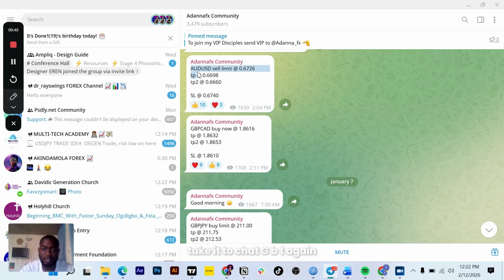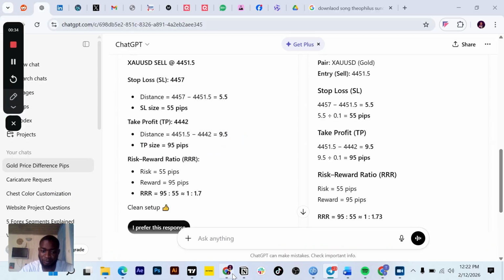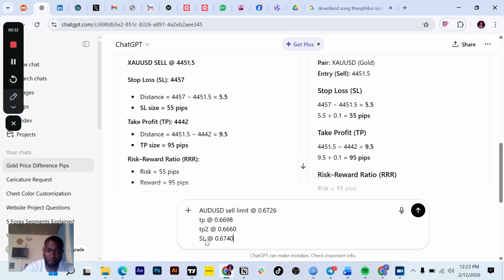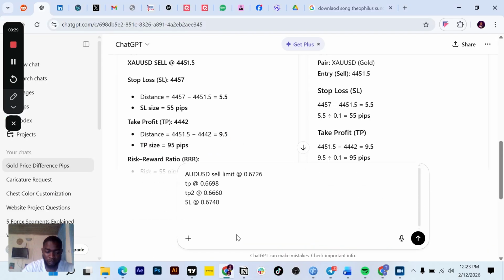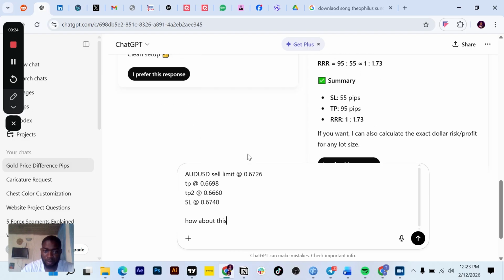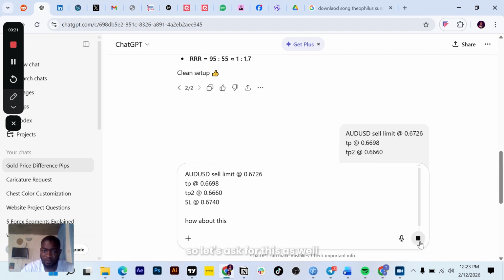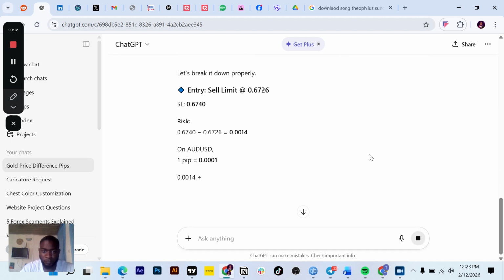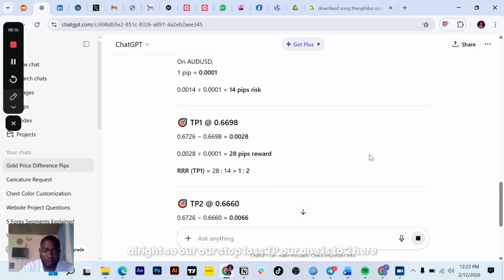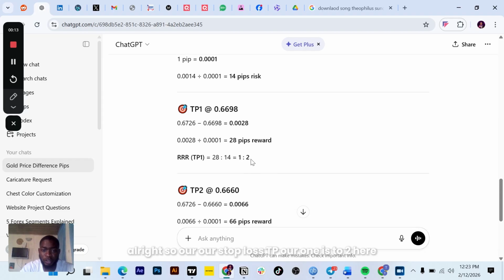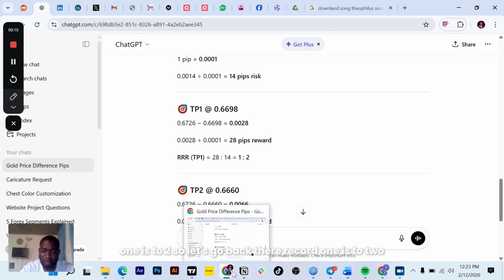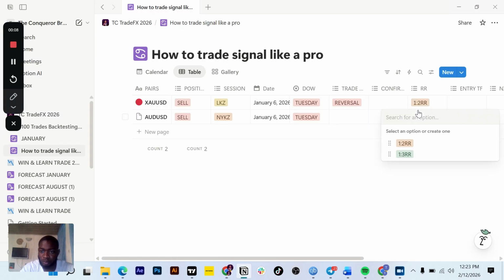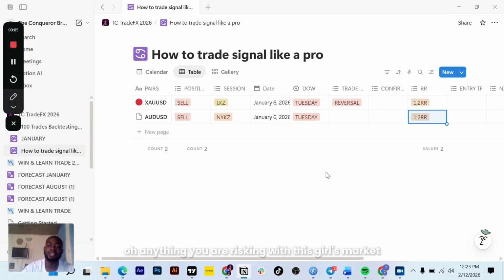Then you can copy everything, take it to ChatGPT again, and ask for the same thing that you asked for the other time. So let's ask for this as well. All right, so our stop loss and TP, we have 1:2 here. So let's go back there and record 1:2. So now you are understanding that anything you are risking with this signal provider is going to be 1:2.